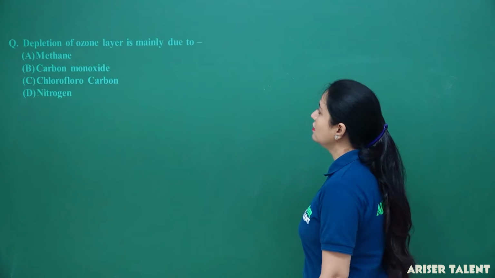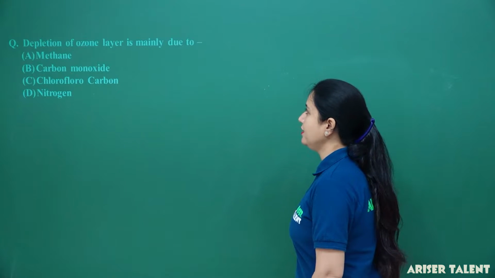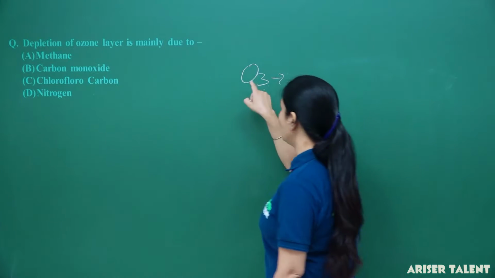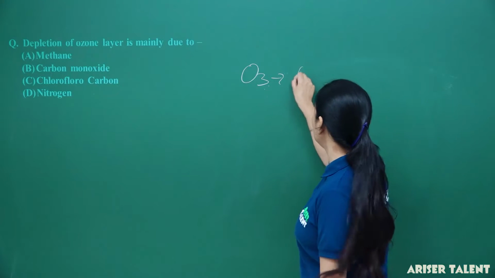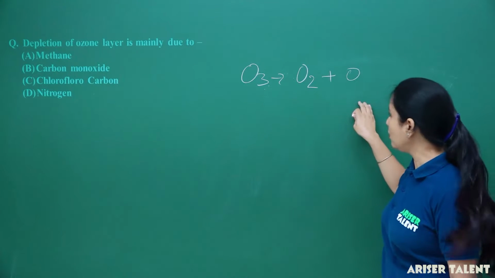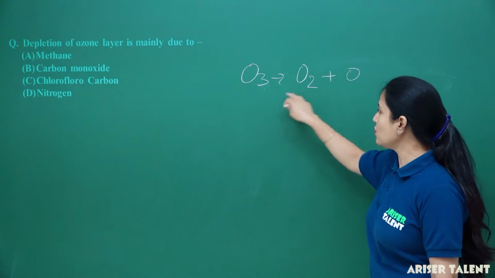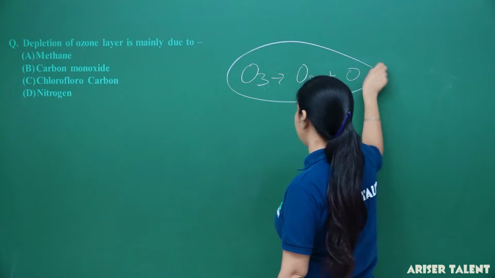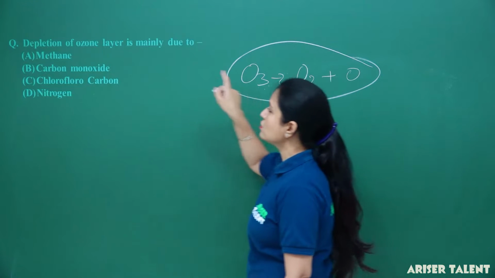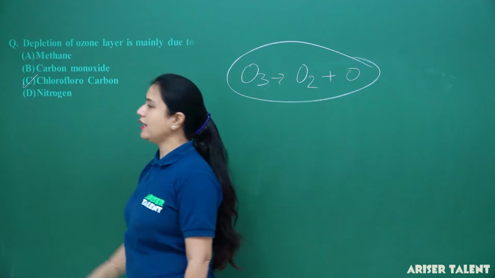Next is, depletion of ozone layer is mainly due to. We all know depletion of ozone layer means when the ozone breaks down into oxygen and releases one molecule of oxygen, then this process is known as ozone depletion, and generally it is done by chlorofluorocarbon. So, option C is the correct answer.